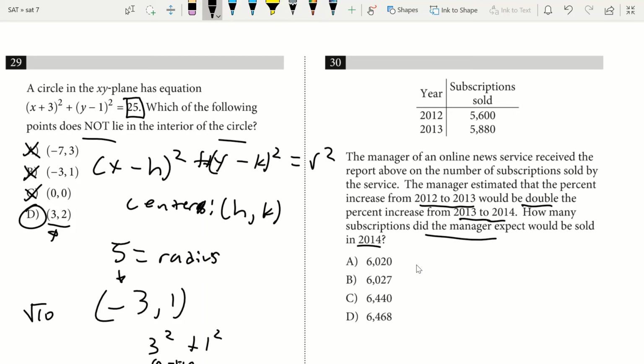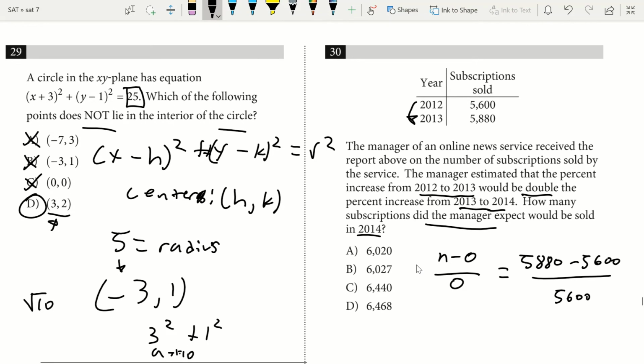All right, well, our percent change from 2012 to 2013, we're going to use the equation new minus old over old. So our new is going to be that 5880, and our old is 5600, and that's all over our old of 5600. And then when we multiply by 100, that'll give us our percent. So I see I've got 280 up top over 5600. I'm going to plug that into my calculator, 280 over 5600, and I get 0.05. I multiply by 100, I know that's 5%. All right, so we got 5% right here.